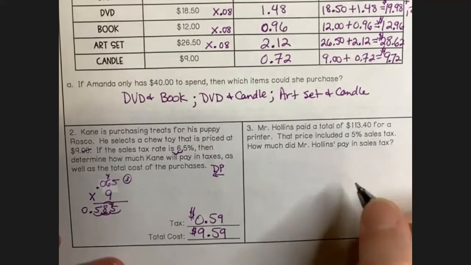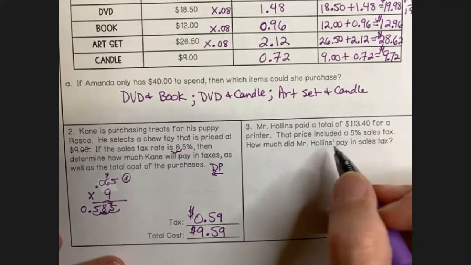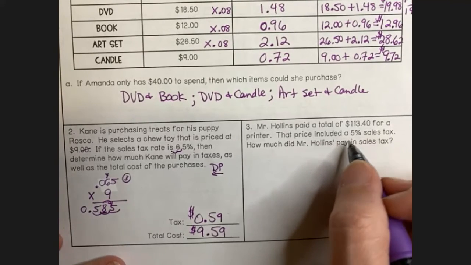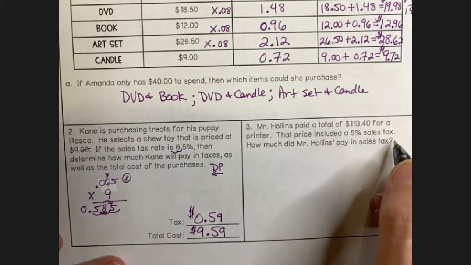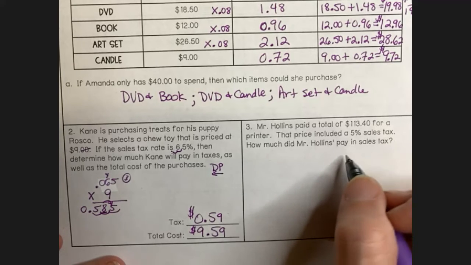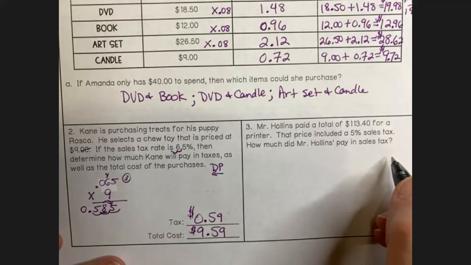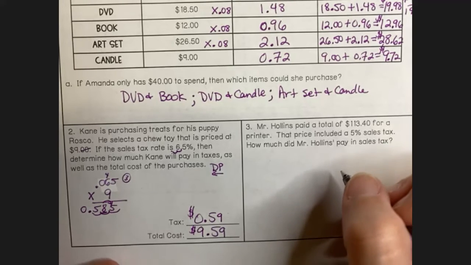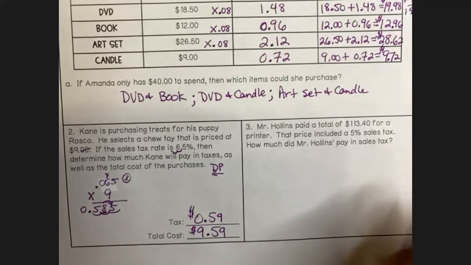Mr. Hollins paid a total of $113.40 for a printer. This price included a 5% sales tax originally. How much did Mr. Hollins pay in sales tax? So this is kind of an is-over-of problem. So we've got the whole, which is the 113. He paid a total of $113.40 for the printer, and that price included a 5% sales tax. How much did Mr. Hollins pay in sales tax?